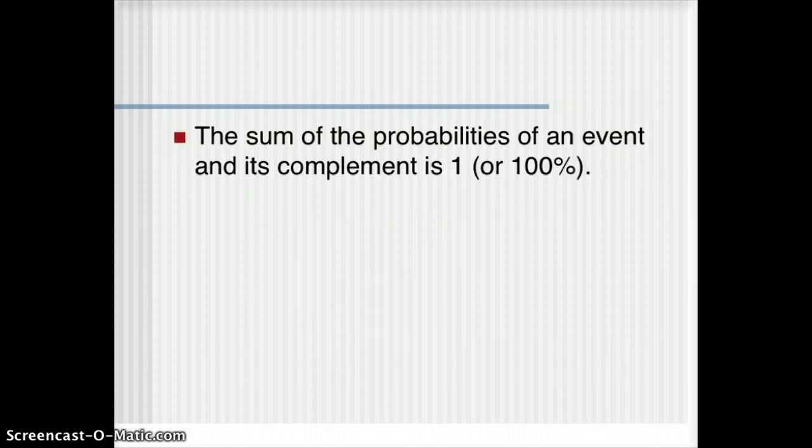All right, if you add up the probability of an event occurring and the probability that its complement will occur, you should always get 1 whole or 100%. Like the probability that I rolled a 3 on the dice was 1/6. The probability that I did not roll a 3 on the dice was 5/6.